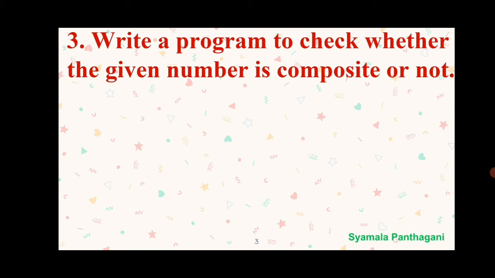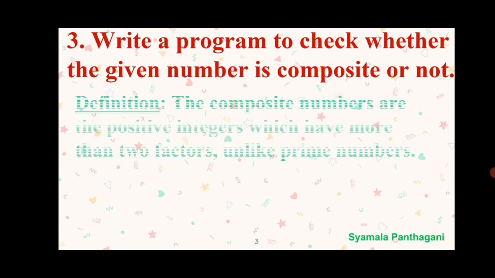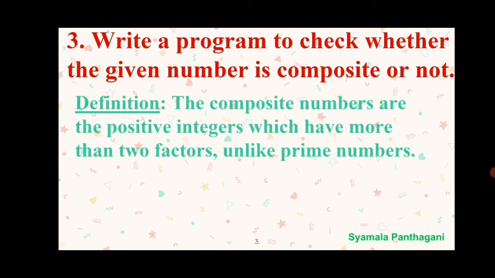What is a composite number? Here is the definition. The composite numbers are the positive integers which have more than two factors, unlike prime numbers.